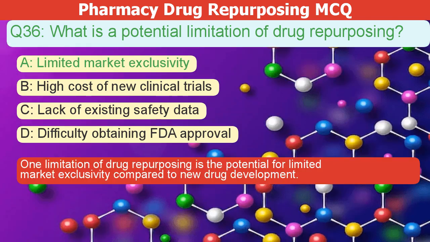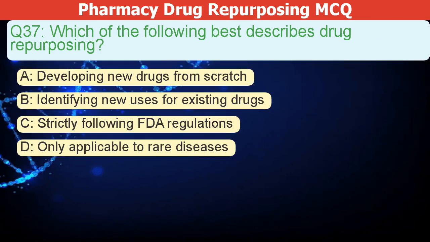The correct answer is A. One limitation of drug repurposing is the potential for limited market exclusivity compared to new drug development. Which of the following best describes drug repurposing? A. Developing new drugs from scratch. B. Identifying new uses for existing drugs. C. Strictly following FDA regulations. D. Only applicable to rare diseases.